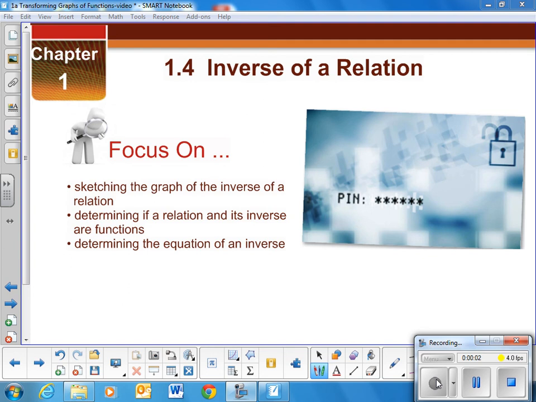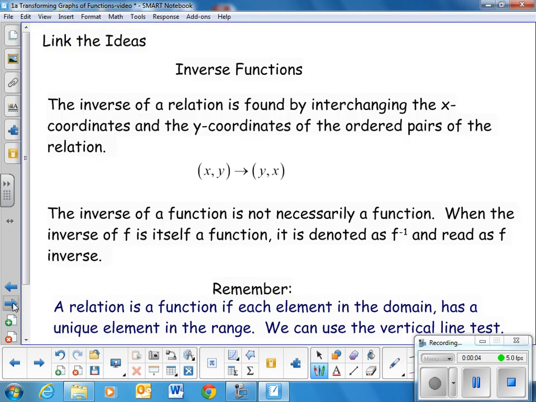Inverse of a relation. Inverse functions. The inverse of a relation is found by interchanging the x coordinates and the y coordinates of the ordered pairs of the relation. So what we are doing is switching the x and the y. The inverse of a function is not necessarily a function.